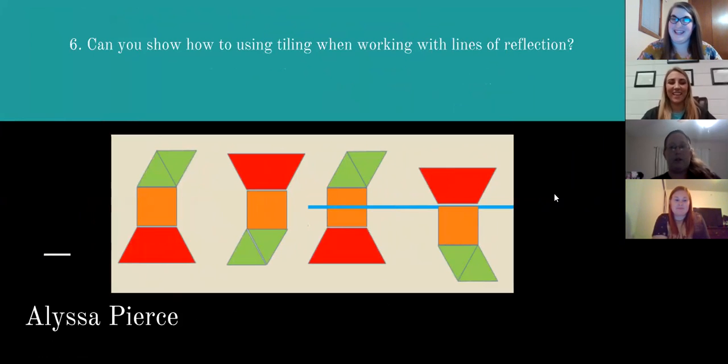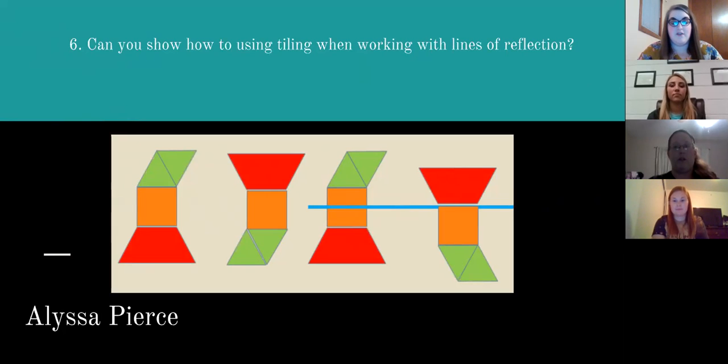Hey, Alyssa, can you show how to use tiling when working with these lines of symmetry, lines of reflection? Sure can. Tiling is a great tool for visual learners like myself. Math used to not be my friend until I learned about these little guys. So in our lesson from this week, Ephraim and Devontae tried to use tiling to demonstrate a line of reflection, but actually ended up showing us rotation.